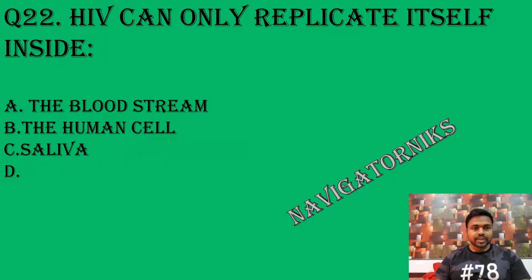22. HIV can only replicate itself inside: option A, bloodstream. B, human cell. C, saliva. And the correct option is option B, the human cell.